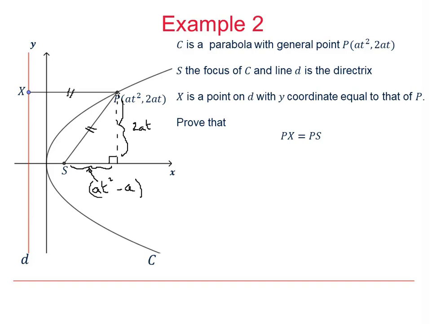If we look at the top of the diagram, P we know is at at squared, so that's that distance at squared, and X is on the directrix, so this little distance here is a, because the directrix has equation x equals minus a. So PX is equal to a plus at squared. And so we can work out PX squared.